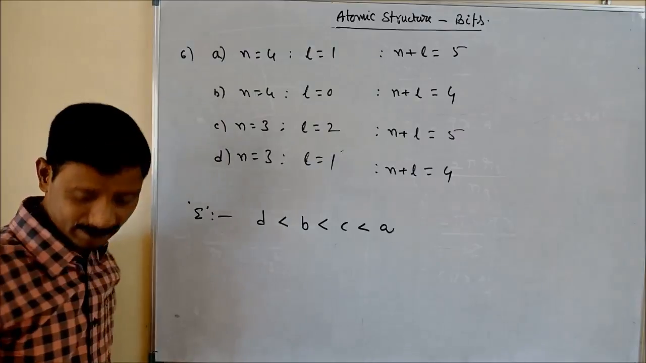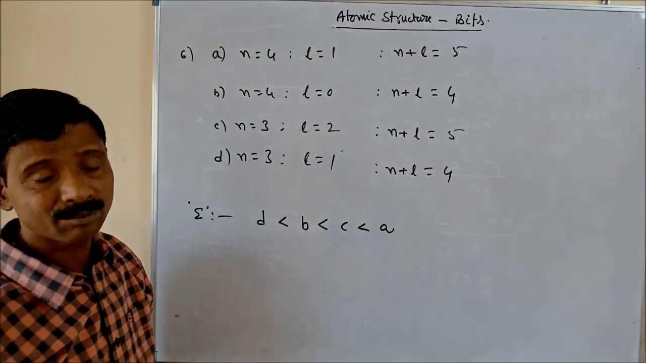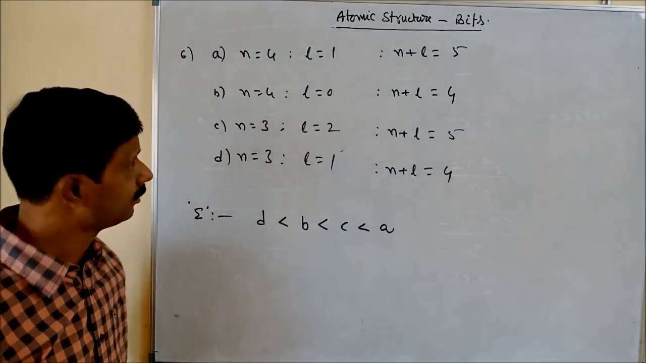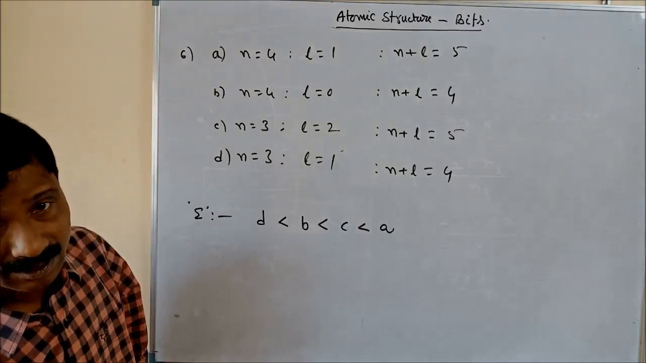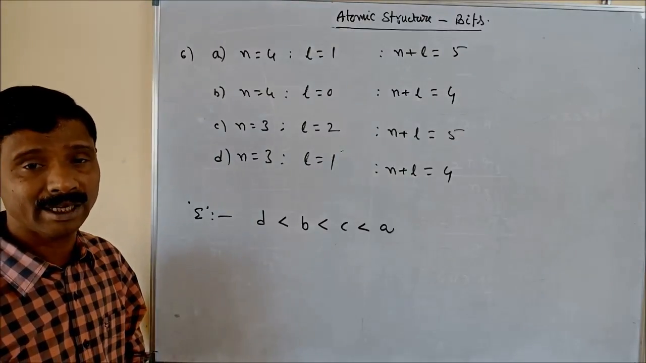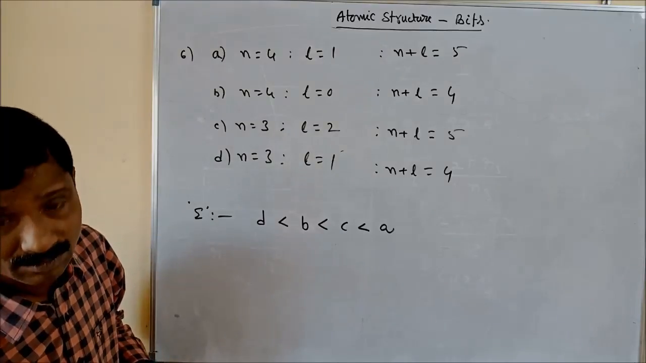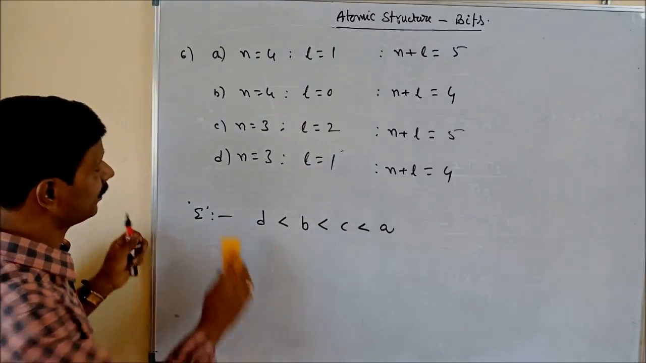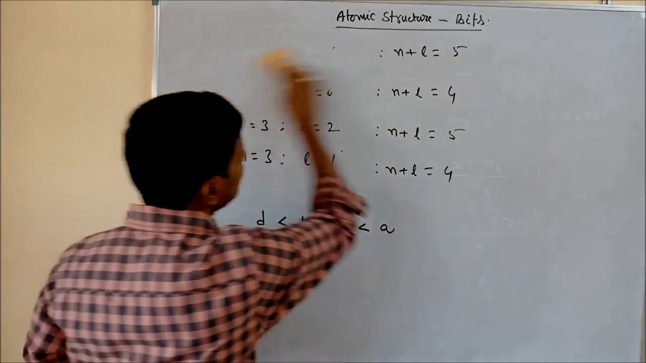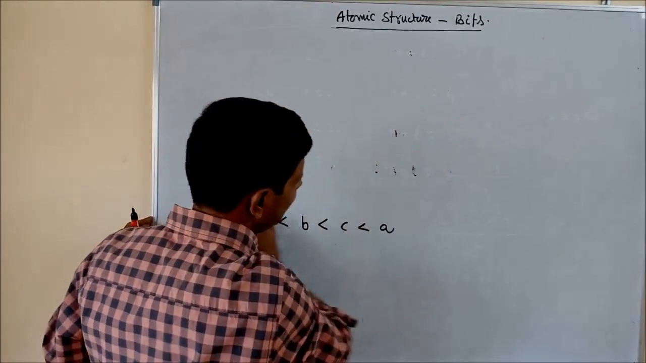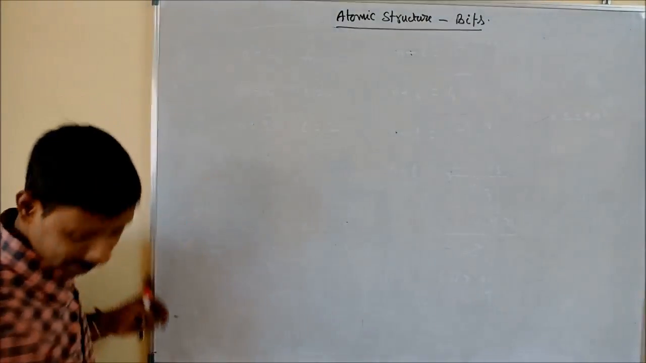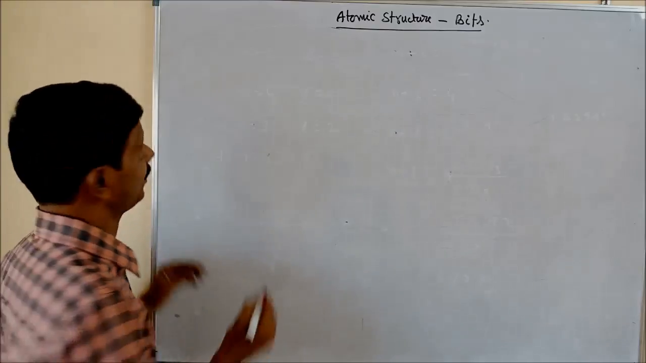So like that, by using the concept of n plus L value and n value, we have to arrange the electrons in the increasing order of the energy. So this is one model on quantum numbers. And the next another one, correct set, means how to identify whether the given set of quantum numbers is correct or not.